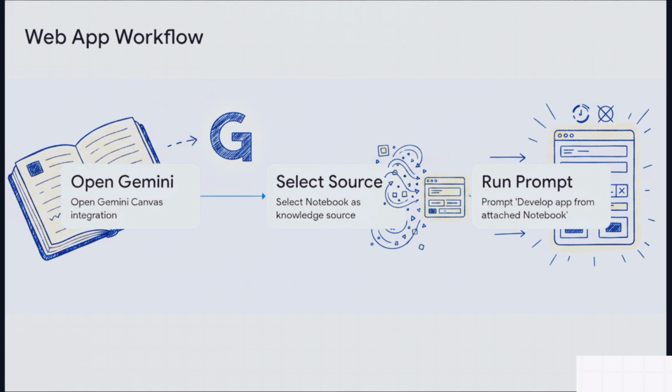The process is incredibly simple. Step 1, you open Gemini. Step 2, select your notebook as the source. Step 3, just prompt it to develop an app from the attached notebook. Boom, you get an instant, fully functional interface straight from your research.